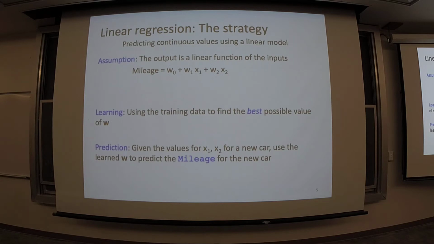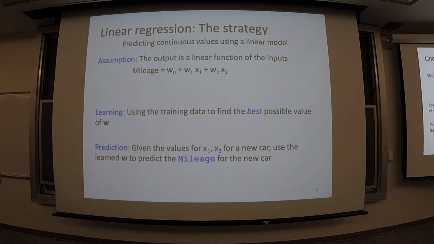So we're going to use a linear regression model. Basically, we assume the output is a linear function of the inputs. In this mileage prediction problem, we have two features: x1 represents the weight, and x2 represents the age. Then we predict the mileage as W0 plus W1 x1 plus W2 x2. Which one is the bias term, and which ones are the weights? W0 is the bias, and W1 and W2 are the weights. Yes. So be careful about the definitions.